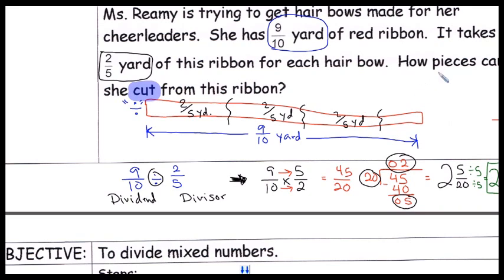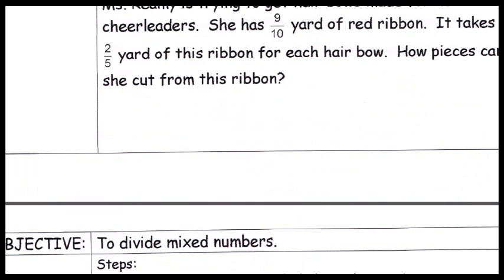So the answer to the question, how many pieces can she cut from this ribbon? Well, she can only cut 2 pieces. So the answer is 2 pieces. She can't cut another one, so my answer is just 2 pieces. Okay, so be careful with that kind of problem.